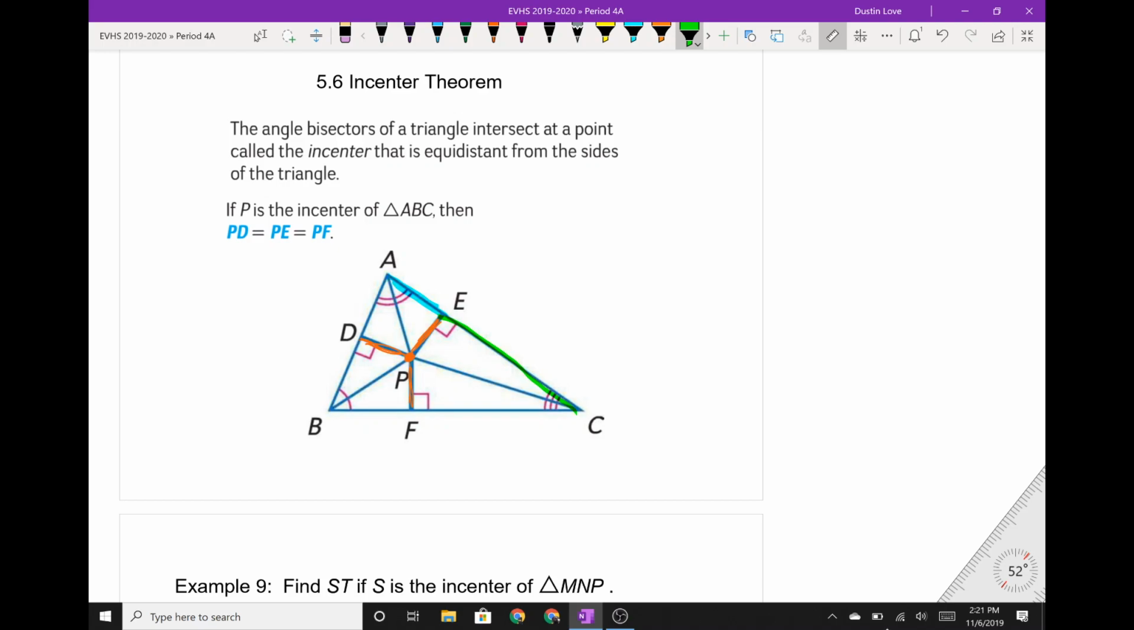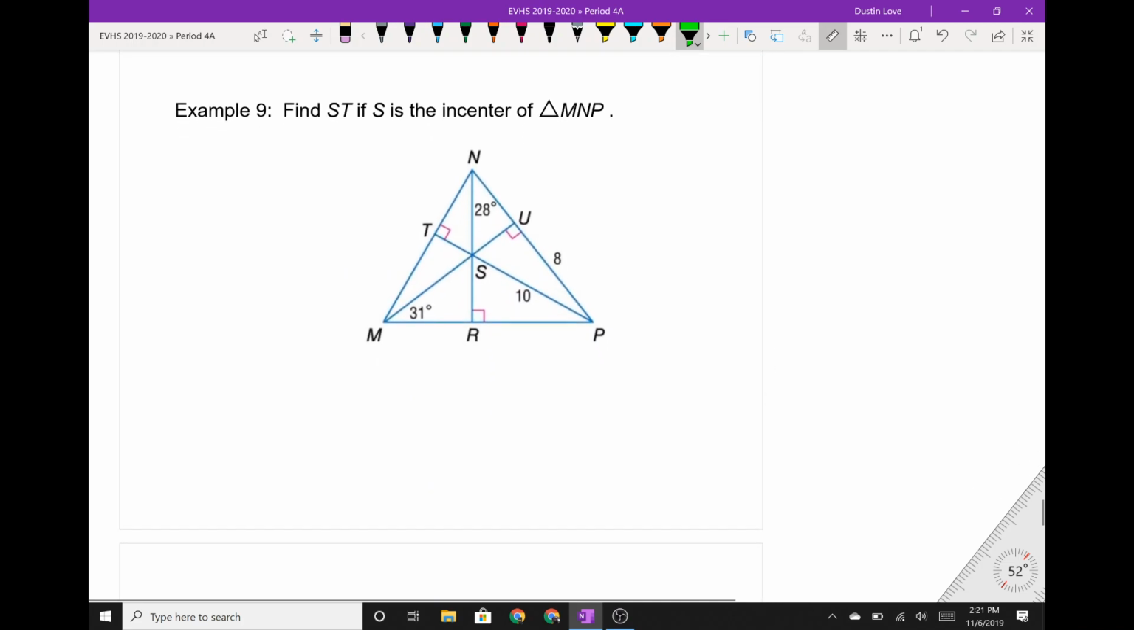By the way, there is a case when the incenter and the circumcenter are in the same place, and that's at an equilateral triangle. Okay? And we'll also talk about another one next class period called the orthocenter.